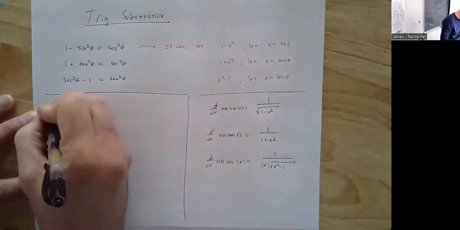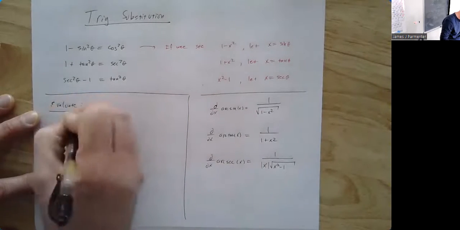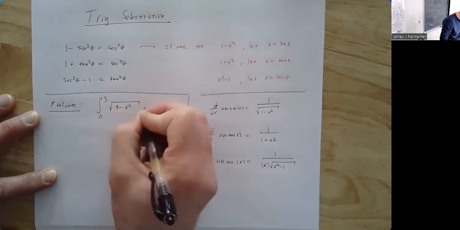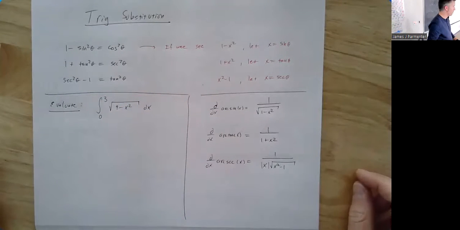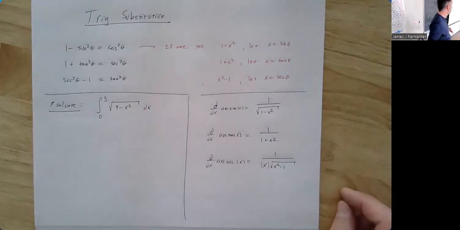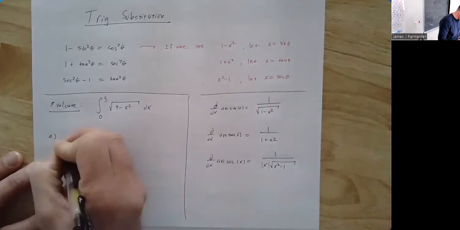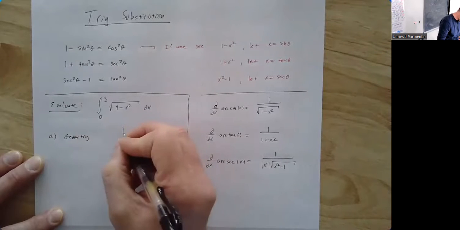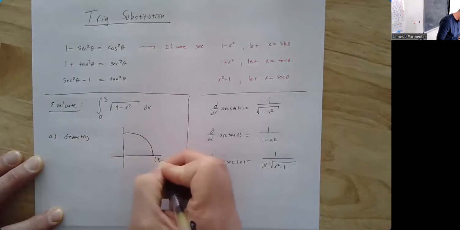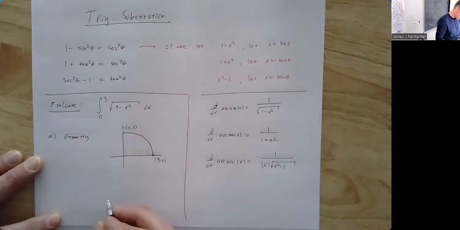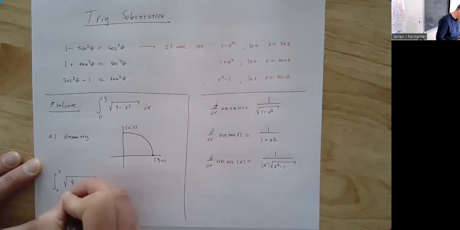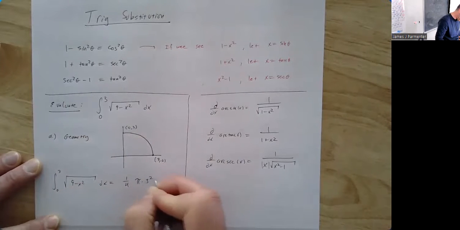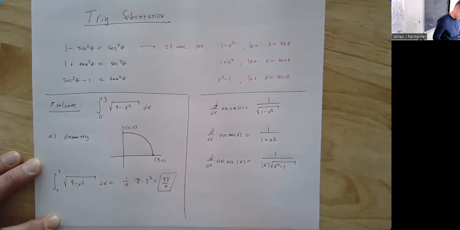Let's say I want to evaluate the integral from 0 to 3 of the square root of 9 minus x squared. Well, we don't need trig substitution to do this because we have geometry. With geometry, we can say that's part of a circle. That's just the top right quarter of a circle of radius 3. So that integral is equal to 1/4 of pi times 3 squared, or 9 pi over 4.